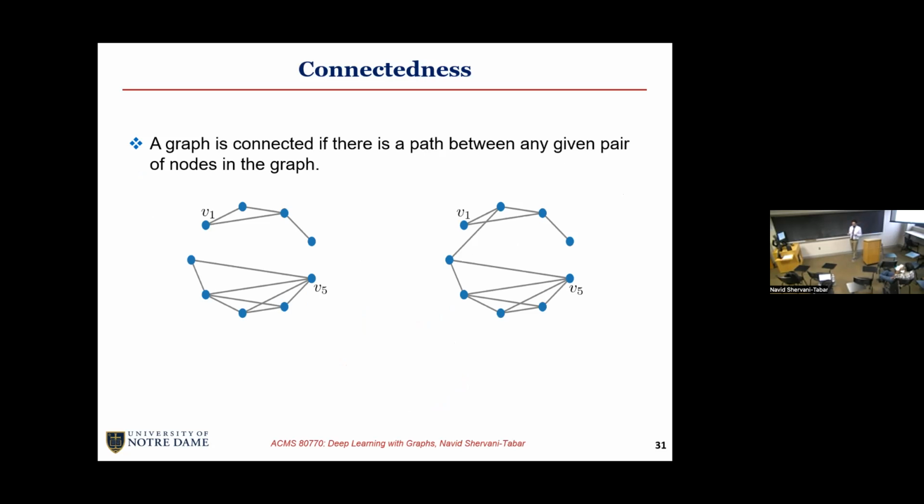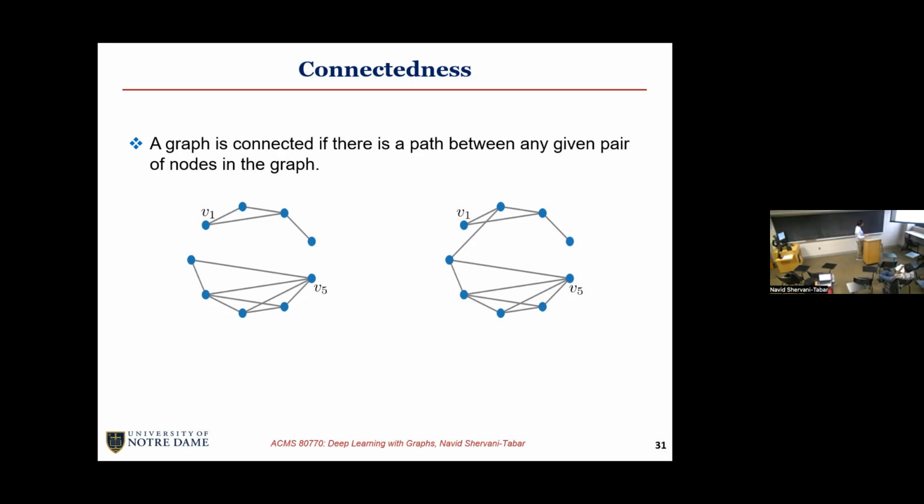Two concepts close to clustering I'm going to review. One is connectedness. So what is a connected graph? A connected undirected graph is a graph in which there's a path between every pair of nodes. So let's say that here, I can go from V1 to V3 and V4, but there is no connection between V1 and V5. So this is not a connected graph.